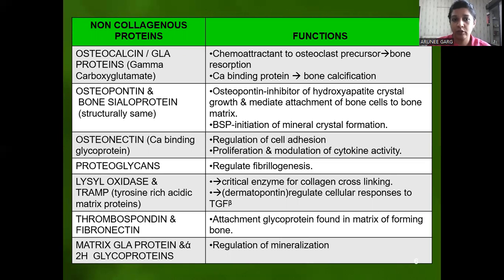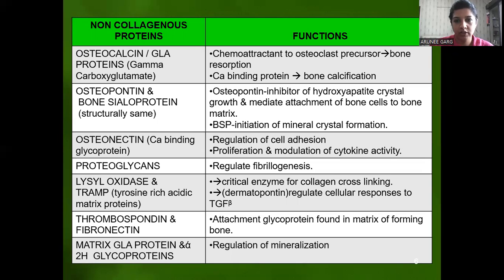Osteopontin and bone sialoprotein. Osteopontin acts as an inhibitor of hydroxyapatite crystals and mediates attachment of bone cells to bone matrix. Now, bone sialoprotein has a structure similar to osteopontin, and it helps in the initiation of mineral crystal formation. Osteonectin, which is also a calcium binding glycoprotein, regulates cell adhesion and proliferation and modulation of cytokine activity.